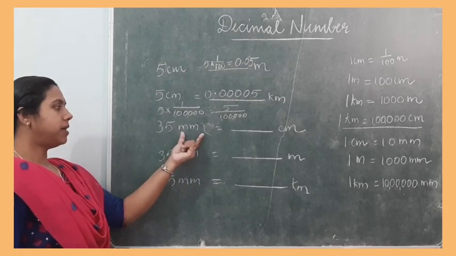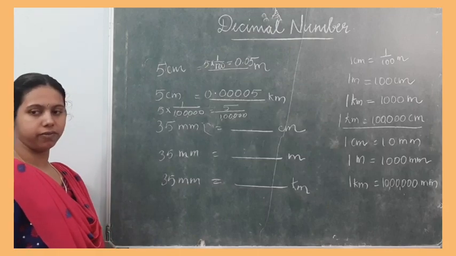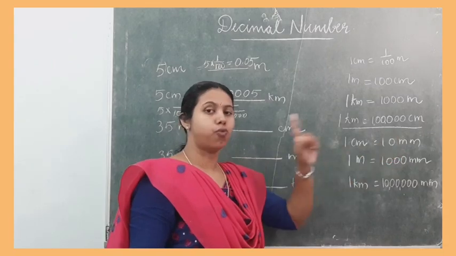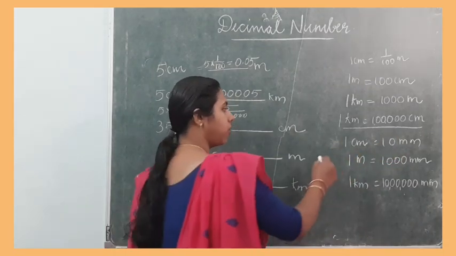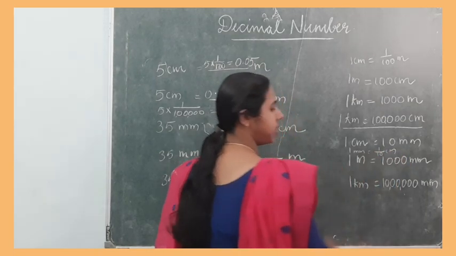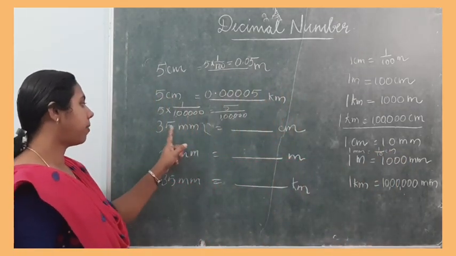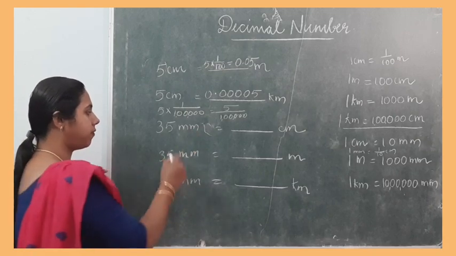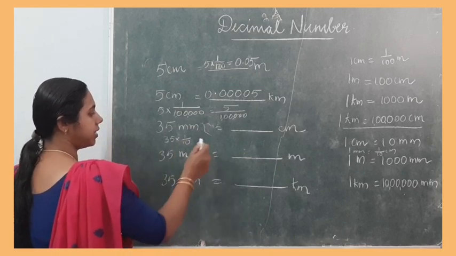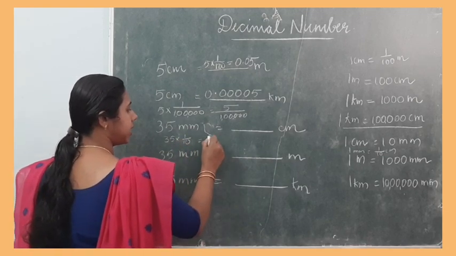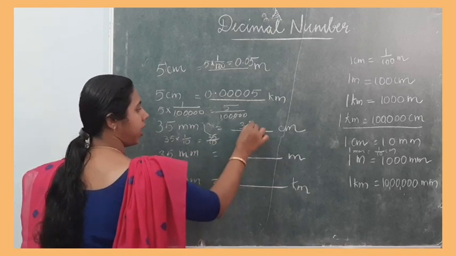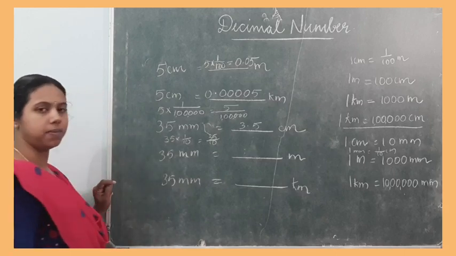Next, 35 millimeters is equal to dash centimeter. We know that 1 centimeter is equal to 10 millimeter. Then 1 millimeter is equal to 1 by 10 centimeter. So 35 millimeter is equal to 35 into 1 by 10, that is 35 by 10, which is equal to 3.5 centimeter.